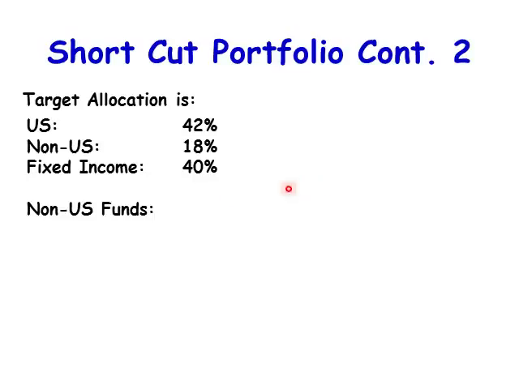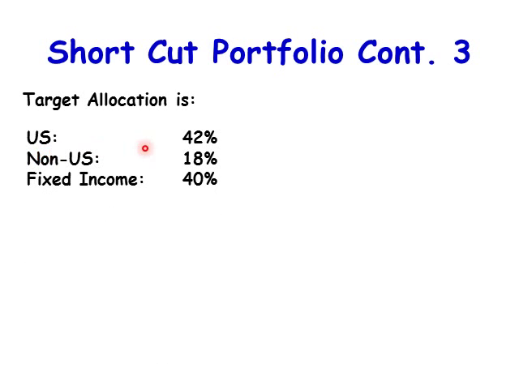We already have the allocation to US funds. Now we will do the non-US funds. We have two funds for non-US, Oakmark and the MFS fund, and we need 18%. I just gave 9% each, 18% to the two of those. That's the shortcut portfolio.